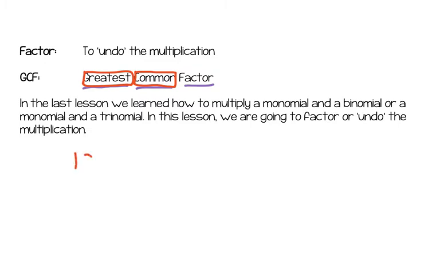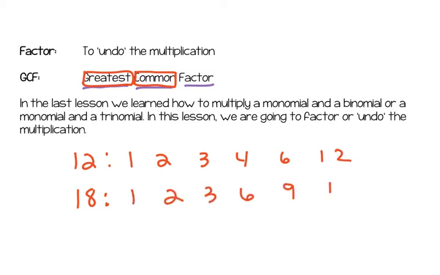So for example, if I had 12 and 18 and I'm trying to find the greatest common factor, I can list all of the factors of 12 and 18. And then I can look for the one that they have in common that is the greatest. So it's not going to be 18. That might be the greatest factor, but it's not in common. The one that they have in common that's the greatest would be 6. 3 is a common factor, but it's not the greatest one.